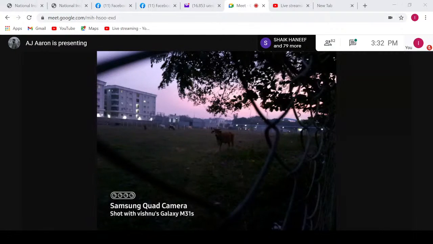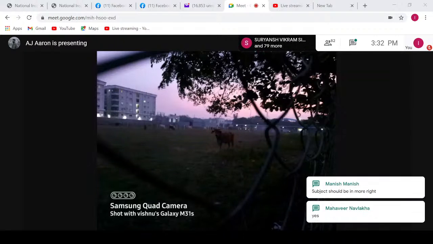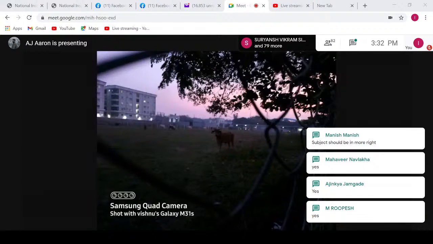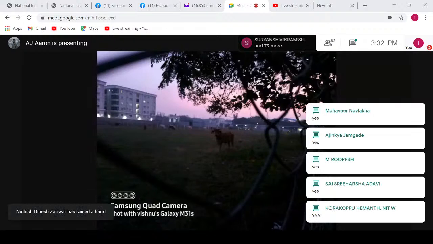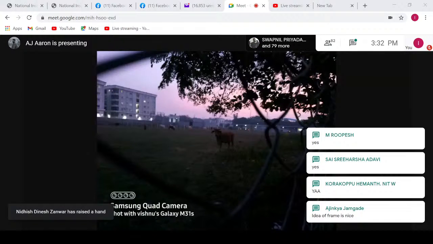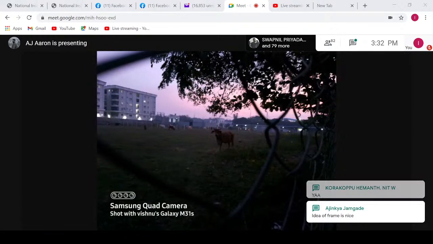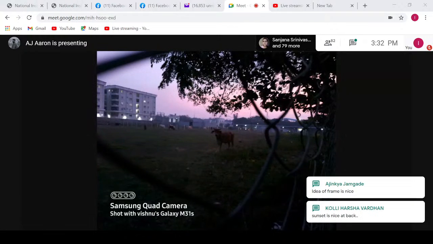What do you think of the composition of this image? Okay, let's talk about the frame. Do you guys think it's an interesting frame? What if there was no fence in the foreground? What if it was just a cow? Which image do you think would have been more interesting? Just the cow or with the fence, through the fence?